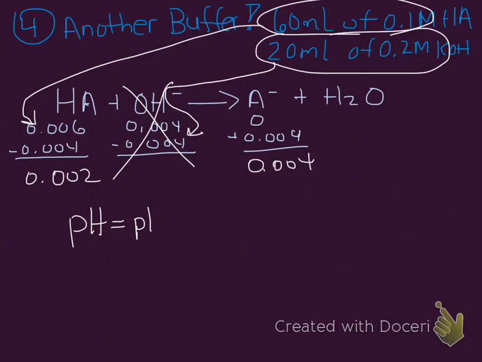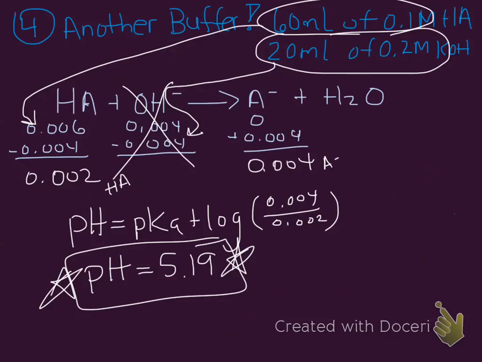So pH equals pKa plus the log of, this is the A minus, and this is the HA. So 0.004 over 0.02, I plugged that in. So we get the pH is equal to 5.19. And this makes sense because in your buffer region, your pH should go up slowly and steadily. So it's not a huge jump, but it's still making an increase.